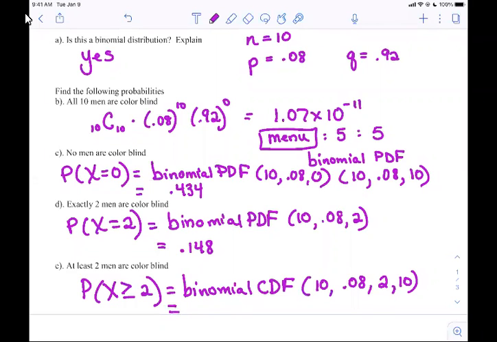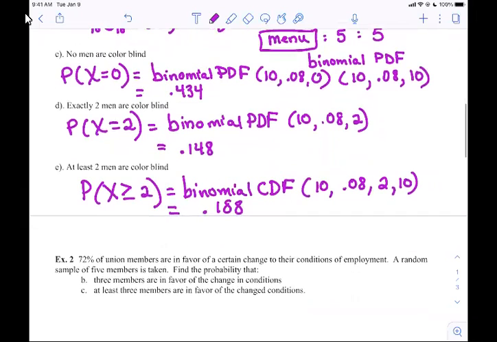So you're still going to go menu 5, 5, but then you arrow to binomial CDF. CDF is an interval, PDF is a particular value. And I got 0.188. You guys get that? All right, nice. Okay, so now let's look at example 2. And I'm going to give you a moment to try these on your own.